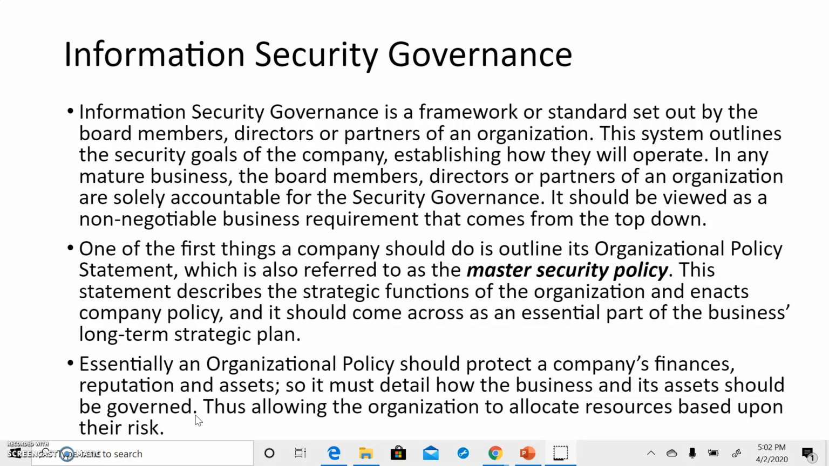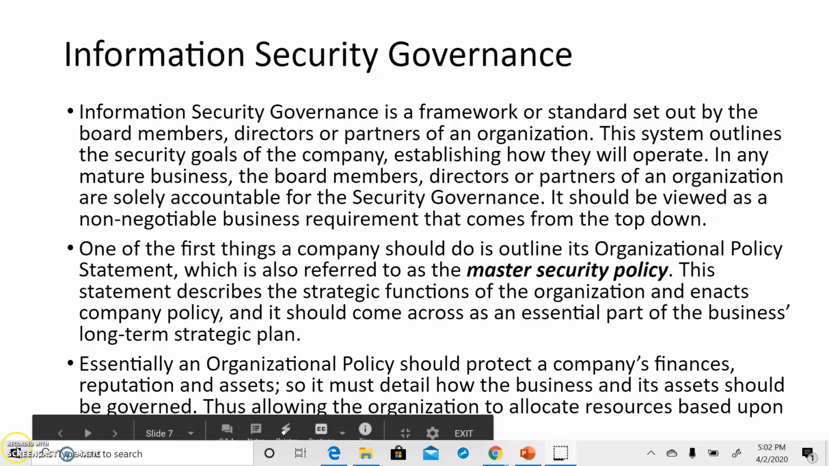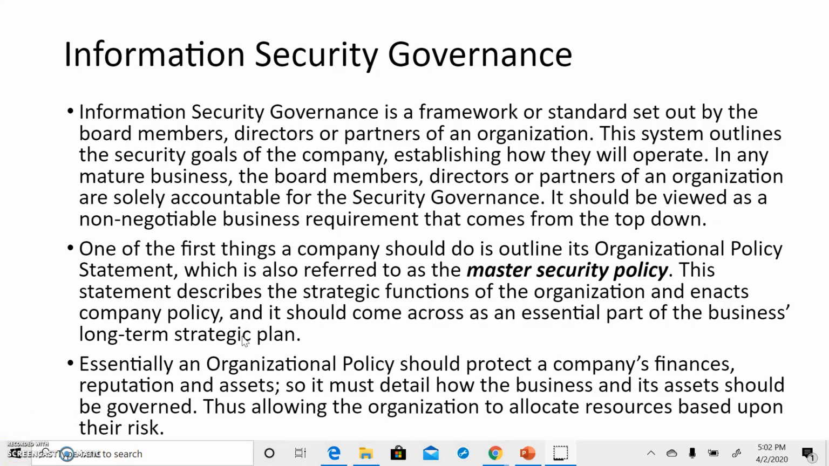When any organization or any kind of business starts working, the first thing they have to do is make an organizational policy statement. That policy statement defines the organization's procedures: what procedures a company will follow and what things they have to do for long-term future plans. That is the most essential part of any business model or organization.